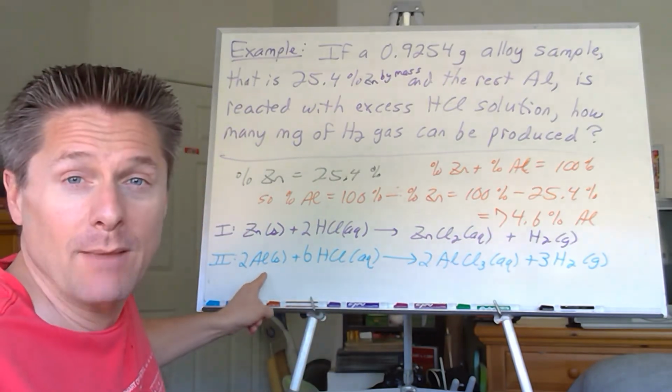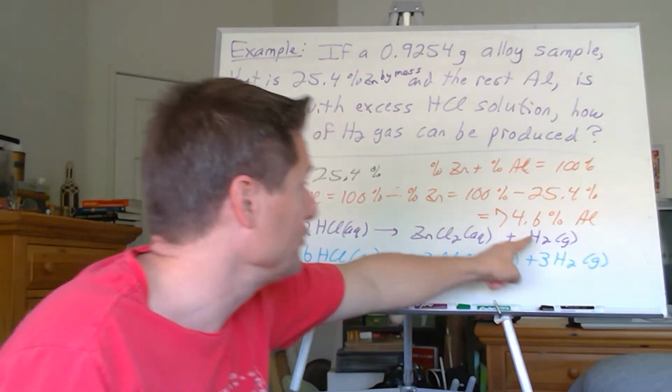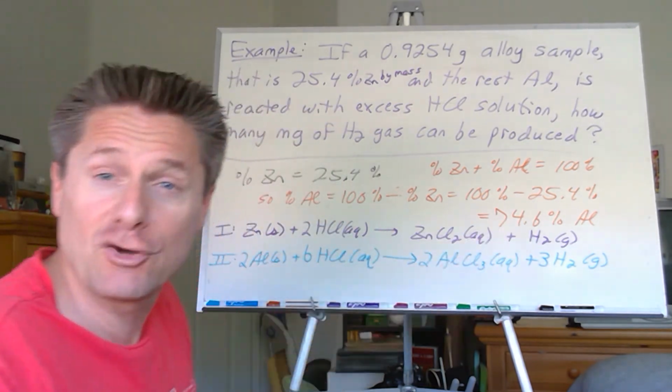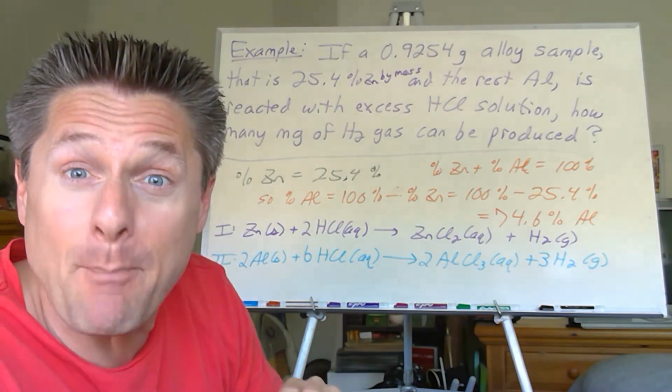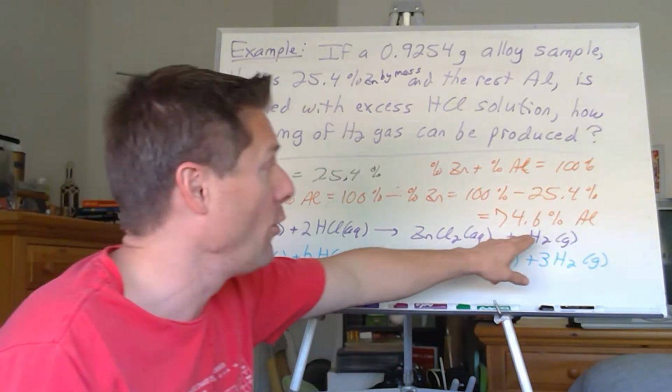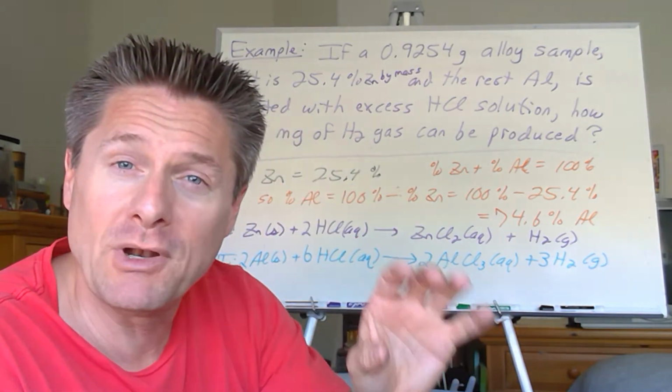And then once you got grams of aluminum, go to moles of aluminum. And then you can go to moles of hydrogen. Note this is a 1-to-1 mole ratio for the zinc and a 2-to-3 ratio for the aluminum. That's why you got to do them separately. And you'll get moles of hydrogen gas from the zinc, moles of hydrogen gas from the aluminum.